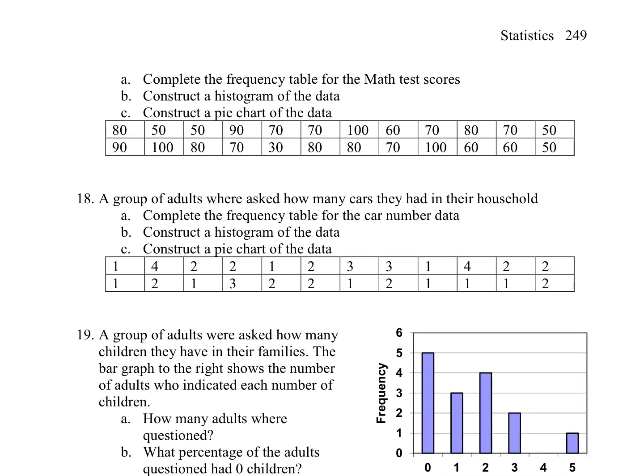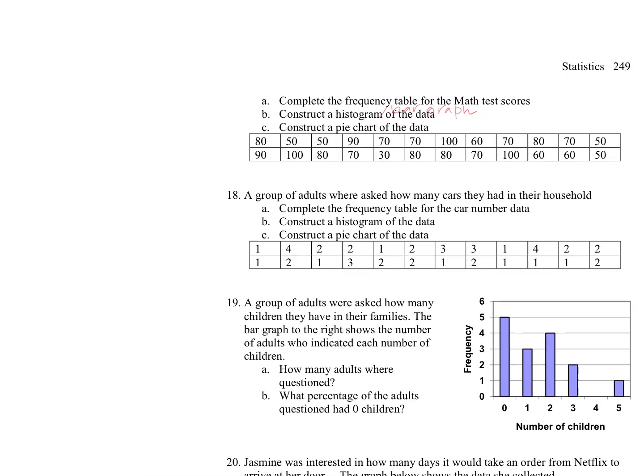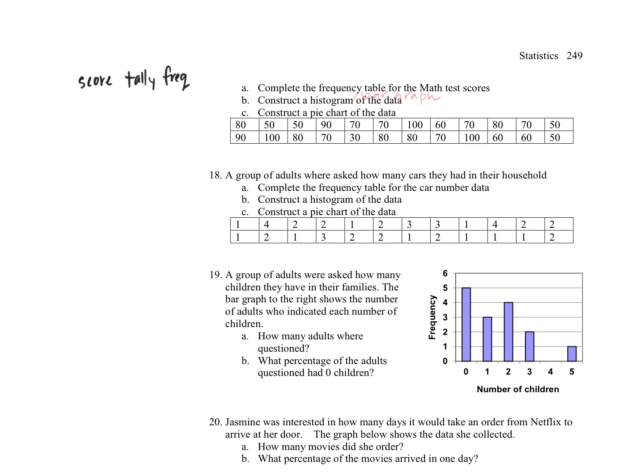We're going to complete the frequency table for the math test scores, construct a histogram. Really, we're going to do a bar graph of that data, and then also make a pie chart. So for the frequency table, the first thing that we want to have is our category or our score, and then we'll do our tally. Then we'll get our frequency, and we'll write our frequency.